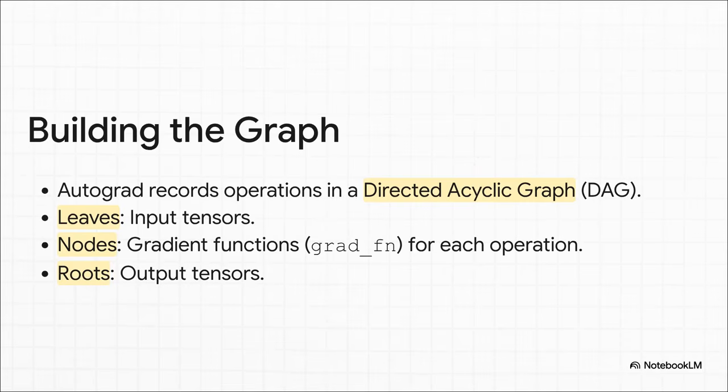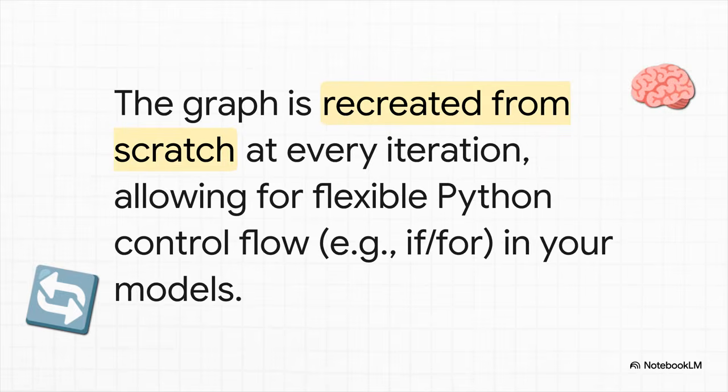And now that C tensor has a little note attached to it, a grad_fn, which is basically a memory of the addition operation that created it. And what's really cool is that this graph is dynamic. It's not set in stone. It gets built from scratch every single time you run a forward pass. That's what lets you use normal Python stuff like if statements and loops to change your model on the fly. It's a really powerful feature.